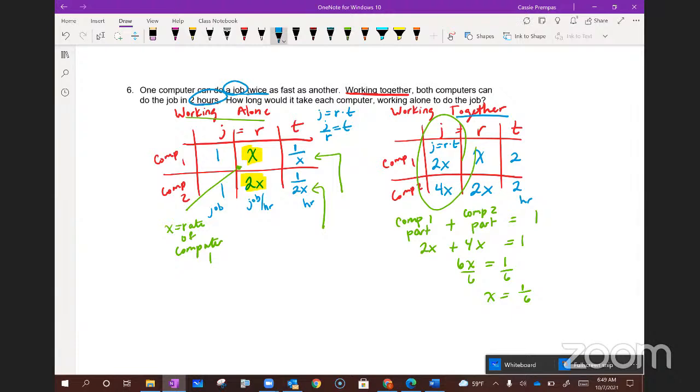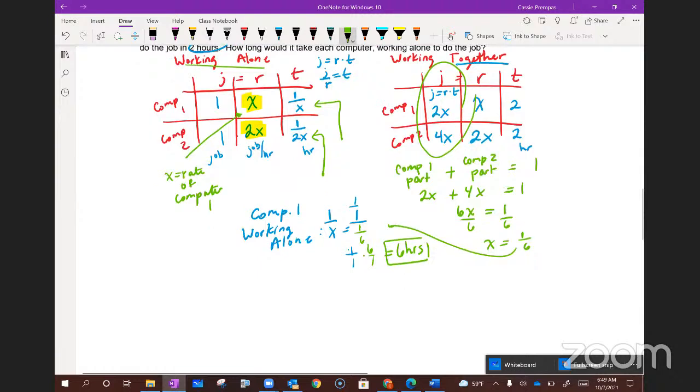So I would say computer 1 working alone would be 1 over X. So in this case, it's going to be 1 over, and I'm going to bring the 1/6 up. So I'm going to go ahead and solve for that. You guys know that if we're taking 1/1 and dividing it by 1/6, to do that, we multiply by the reciprocal. So that'd be 1/1 times 6, which means it's going to take computer 1 6 hours.